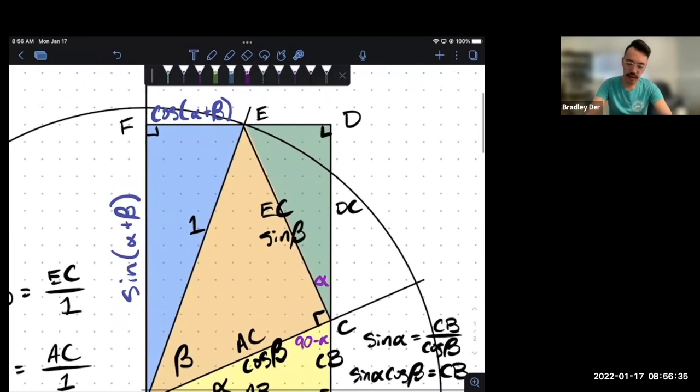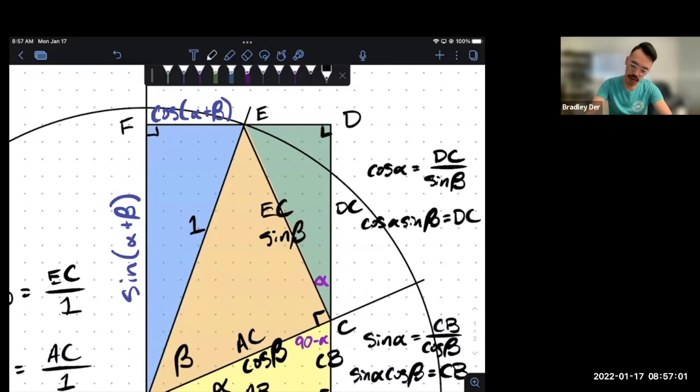Right, so that takes us back to our side length DC. If I want to know DC, well, now I can see that DC is the adjacent side to this angle alpha, meaning we can set up with cosine. So cosine of alpha is equal to the adjacent side DC over the hypotenuse, which we said was sine beta, right? Or cosine alpha sine beta is equal to DC.